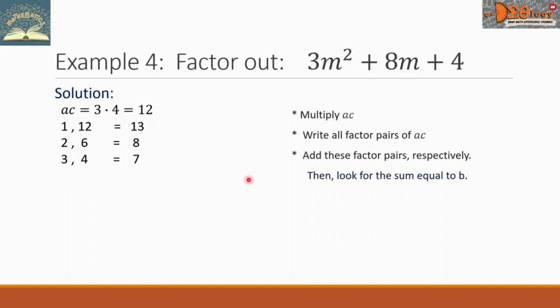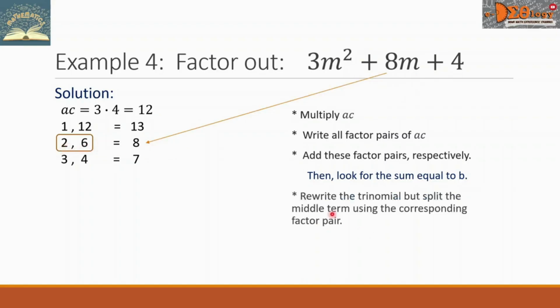Next, we look for the sum equal to b. Our b here is the positive 8, the coefficient of the middle term, and it is here. Therefore, we need this factor pair, 2 and 6. Then we rewrite this trinomial, but we split the middle term using the factor pair. So we have the 3m squared here. Now the 8m becomes 2m plus 6m. Remember, we are using this factor pair. And then the plus 4 is here.